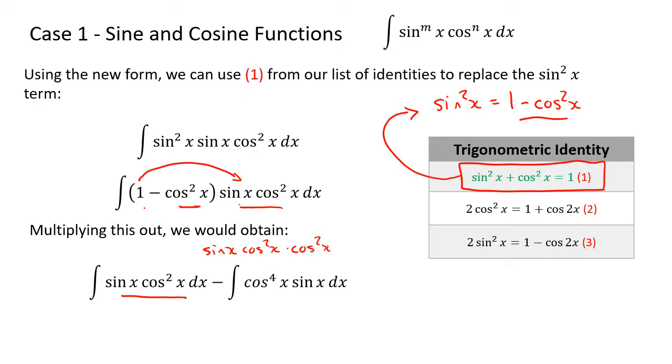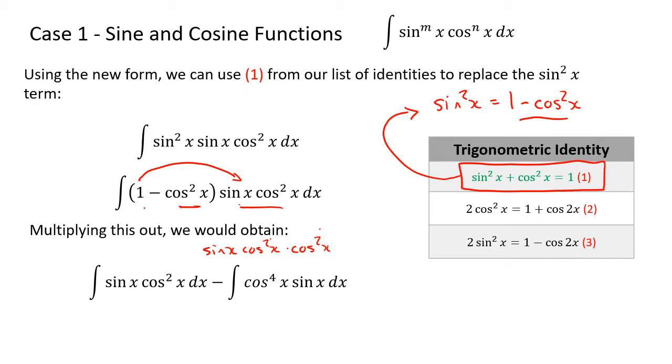So we'd have cosine squared of x times cosine squared of x becomes cosine to the exponent 4 of x, adding those exponents. So we can rewrite this in the following form. We have the first term, sine x cosine squared of x dx. And remember, since we have addition or subtraction in between them, we can write them as separate integrals. So that means the second piece becomes minus the integral of sine x times cosine to the exponent 4 of x.